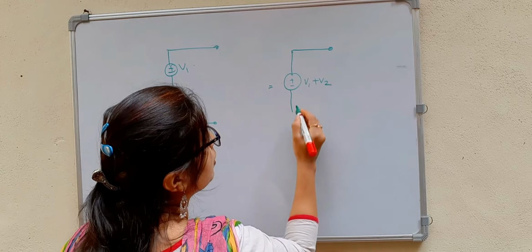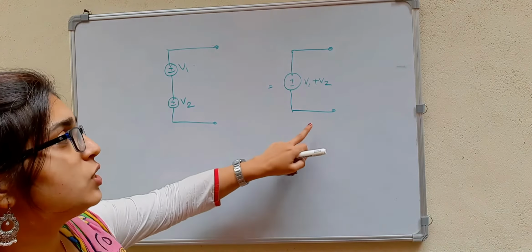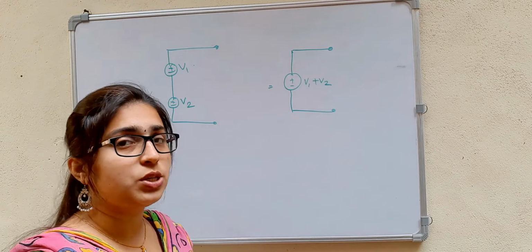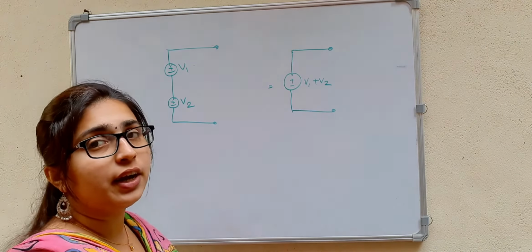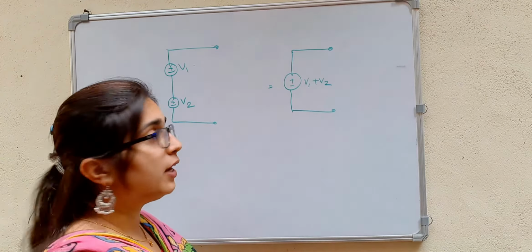This will be the equivalent voltage source. They may have different voltage ratings, or they may have the same voltage ratings, but the current rating should be the same. Both the sources should have the same current rating.